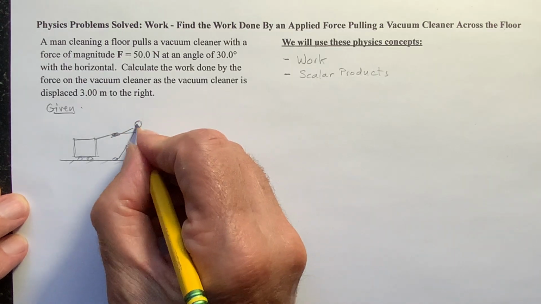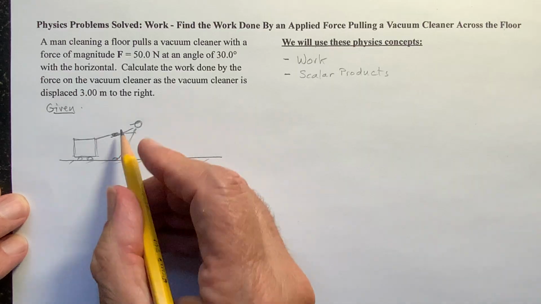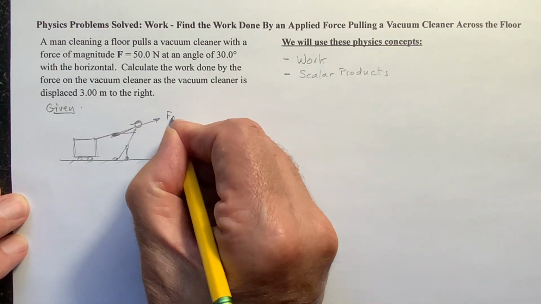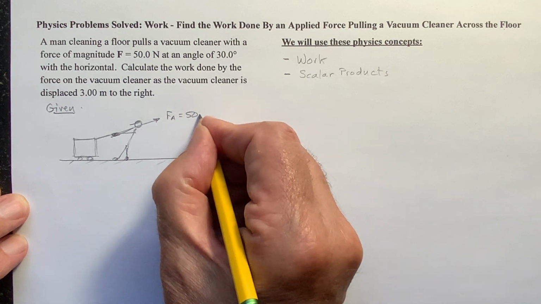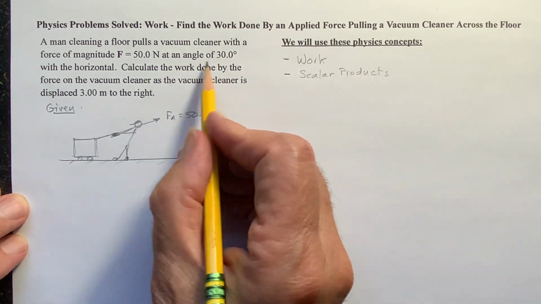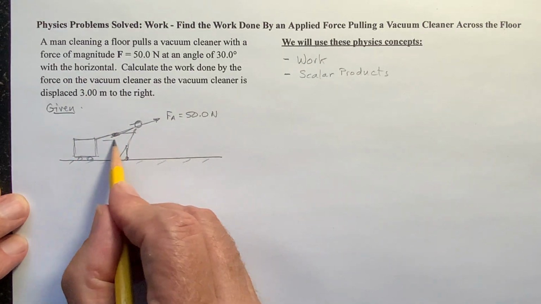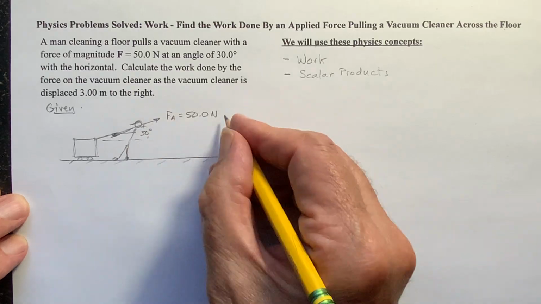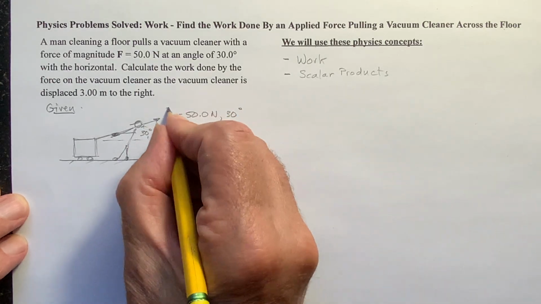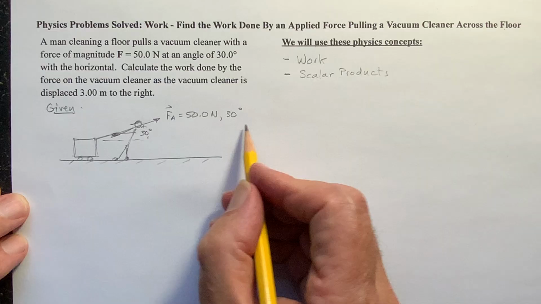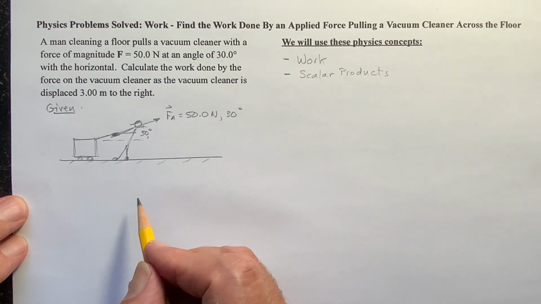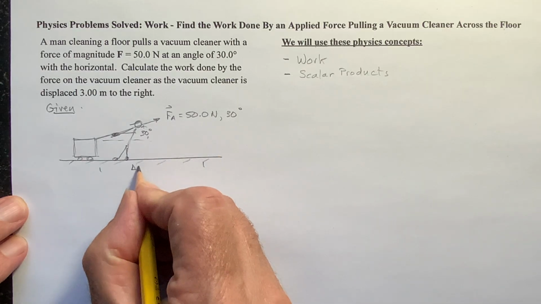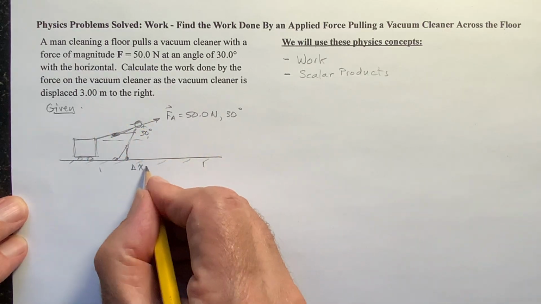He's pulling on it with this applied force of 50 newtons at an angle of 30 degrees with the horizontal. I didn't draw that very well. It's not really 30 degrees, but we'll just say theta is 30 degrees, if we're going to define this applied force as a vector in polar coordinates. And the displacement of this vacuum cleaner is 3 meters.